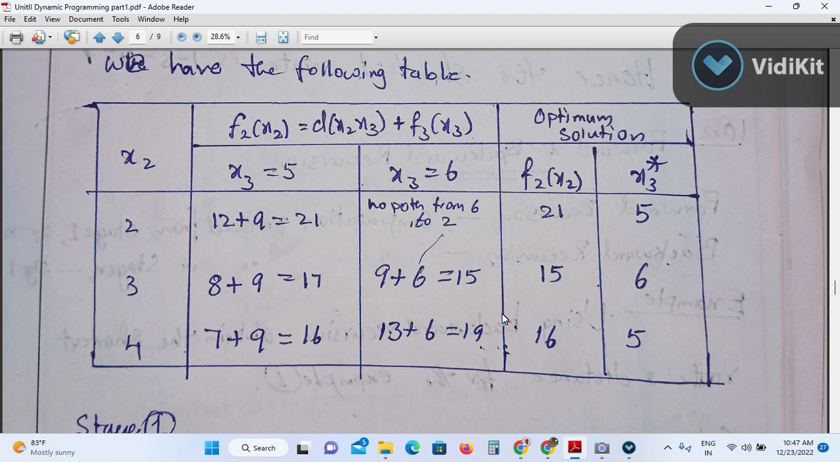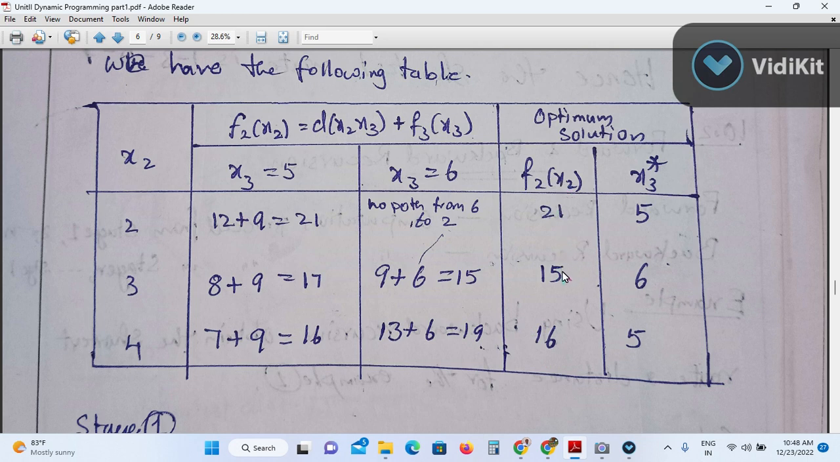Now concluding this case, among these, which is the optimal? Optimality here means the minimum, the shortest distance. Here there is only one option, therefore I'll put 21. Here, between 17 and 15, the shortest is 15, so I'll put 15 here. Between 16 and 19, the shortest is 16, so I'll put it here.